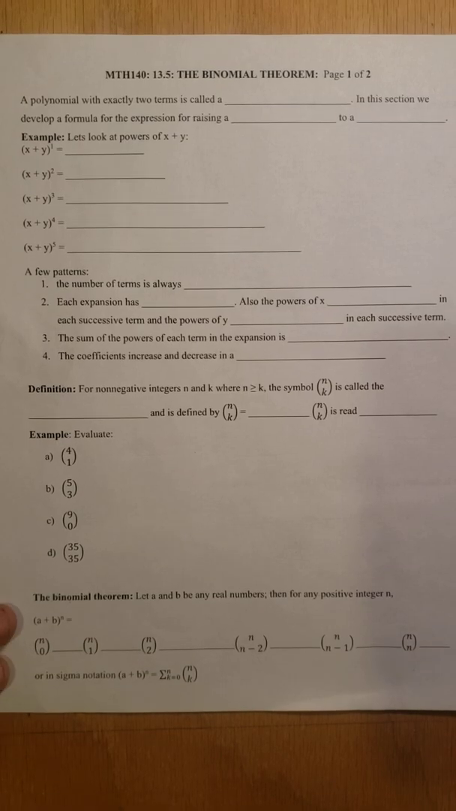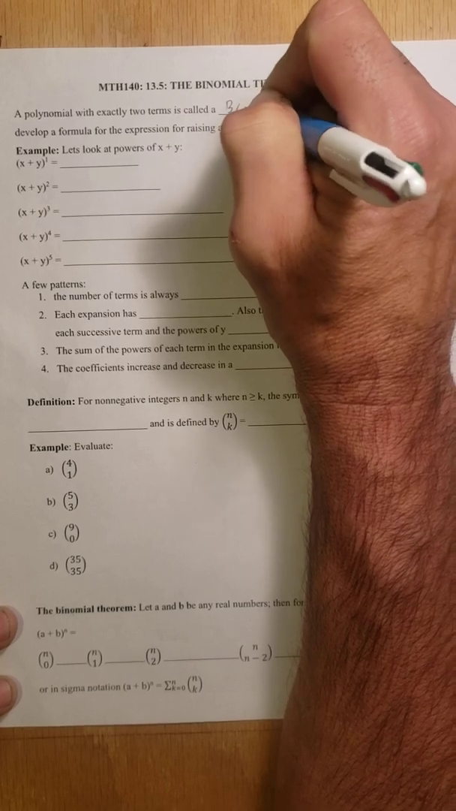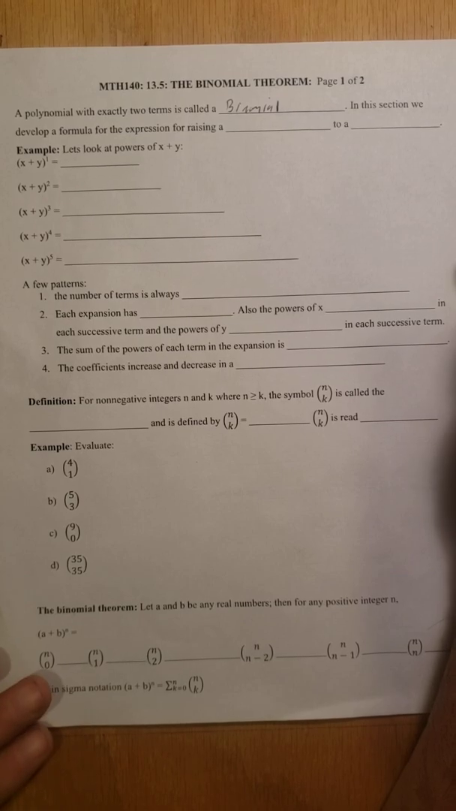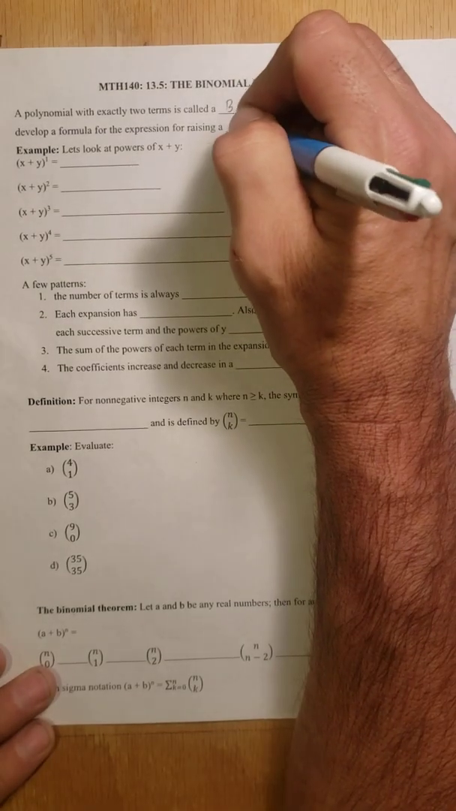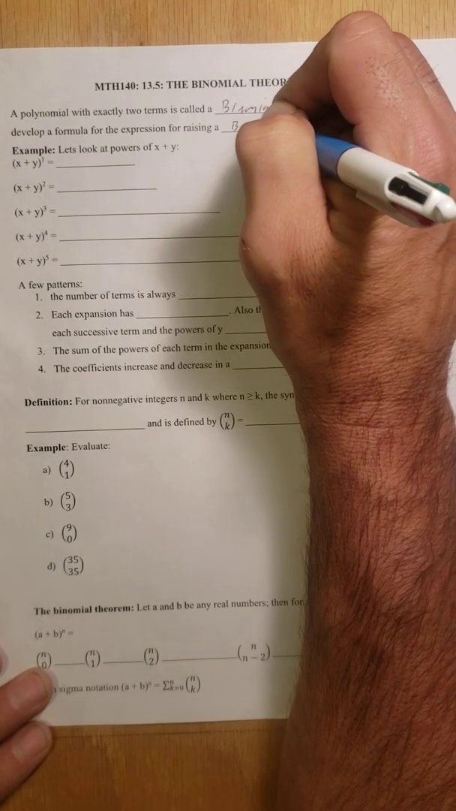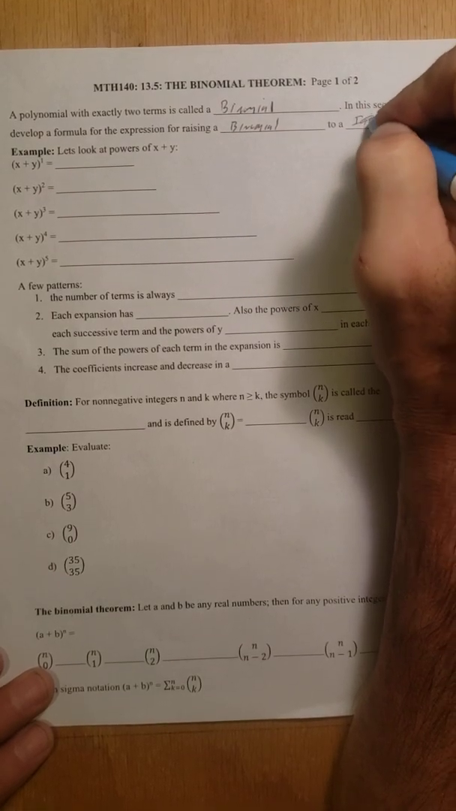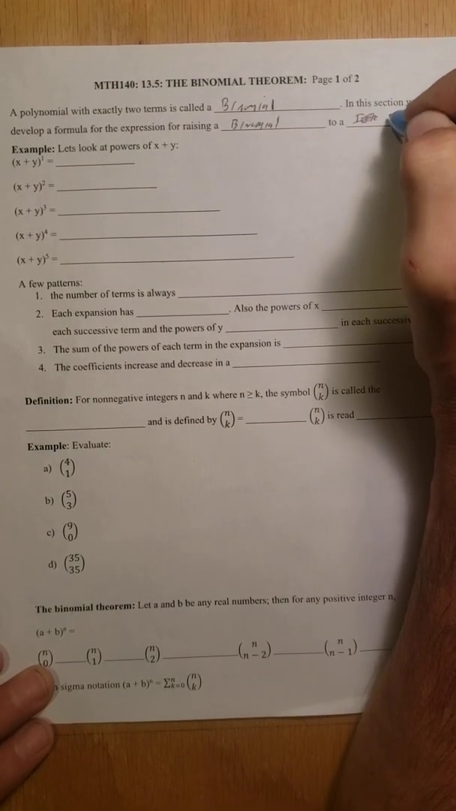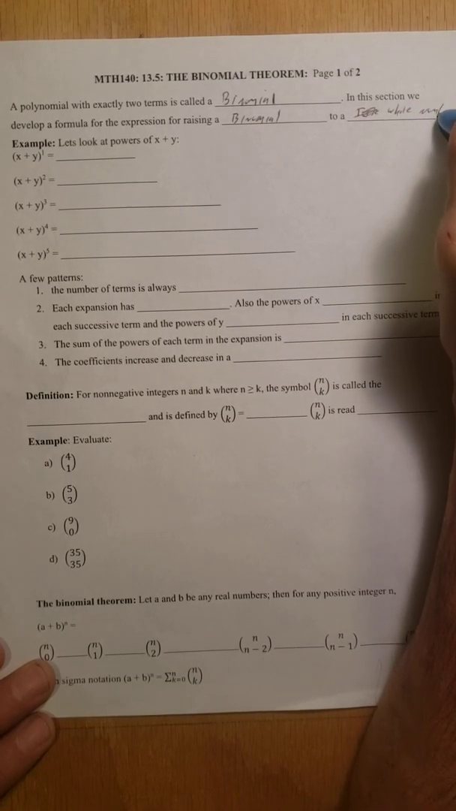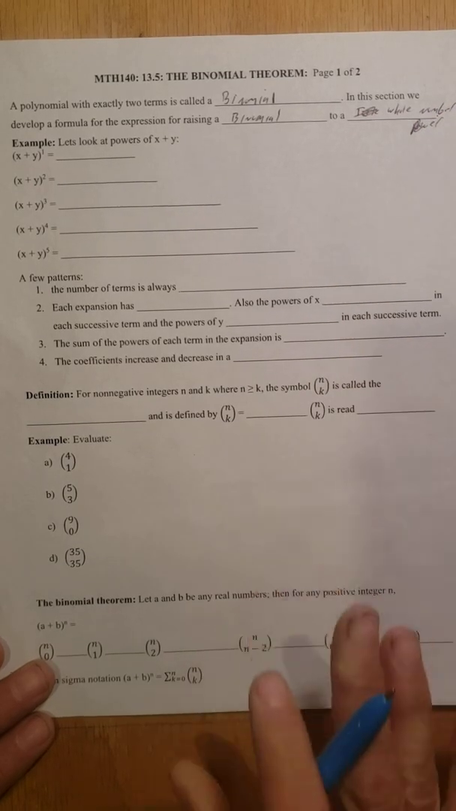All right, so a polynomial with exactly two terms is called a binomial. In this section, we're going to develop a formula for the expression by raising a binomial to a whole number power. Or basically just a power, but we're not going to do fractions and things like that.